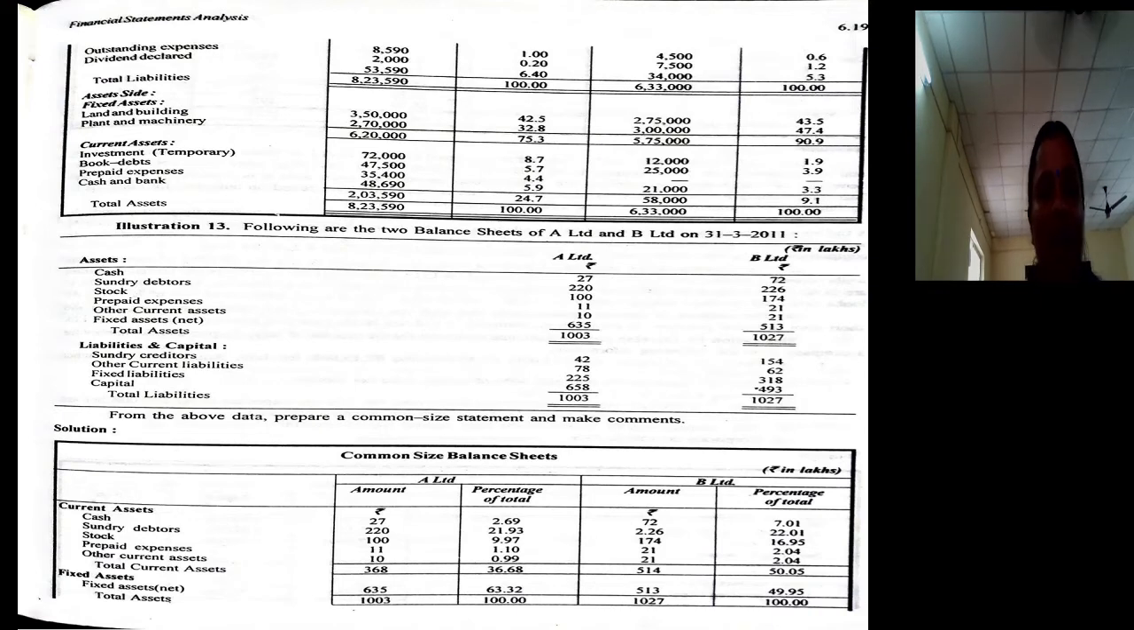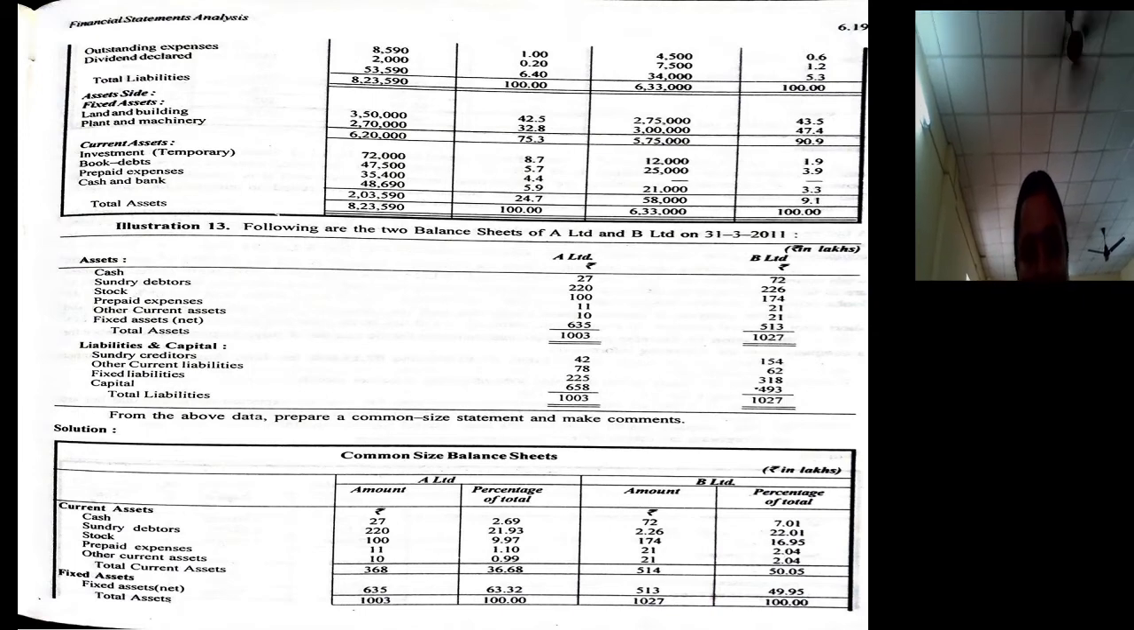Illustration 13. Following are the two balance sheets of A Limited and B Limited. So we have balance sheet items. From the above data, prepare common size statement and make comment. They asked us and they are very much clear. Slightly they asked prepare common size statement and make comment. So we have to use a separate amount column for both the companies.